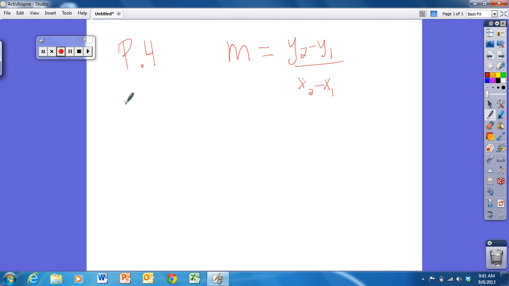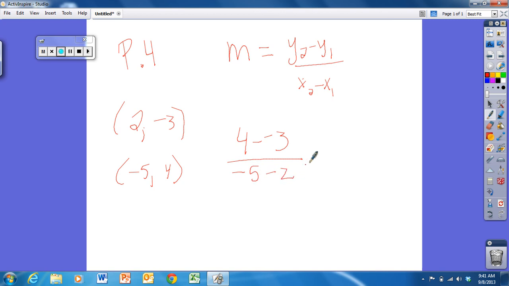And here's why. So if you have the coordinates (2, -3) and (-5, 4), which one's y2? Which one's y1? I don't know. Pick one. Pick which point you want to start with. The bottom? Okay, so we're going to go 4 minus -3, because remember, if it's negative you have to do minus and negative, over, now since I started down here, I have to start down here for the x. -5 minus 2. Well, 4 minus -3 becomes 4 plus 3. -5 minus 2 is -7. The slope is -1. Fabulous.